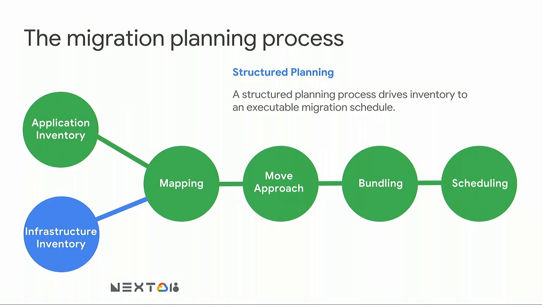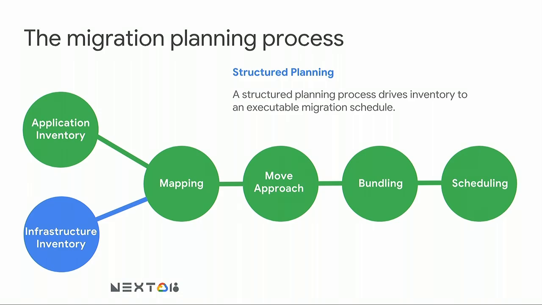And likewise, when you start to think about waves, to us, a wave is just a date. So a wave is a collection of bundles on a date. Once you have those atomic units of servers and applications that need to move at the same time to preserve that end user experience, then you can put them on the schedule.